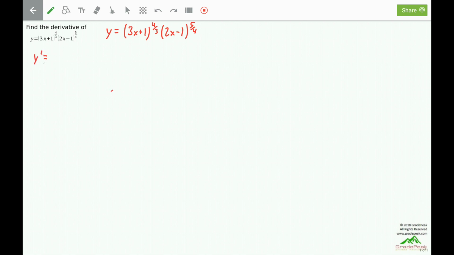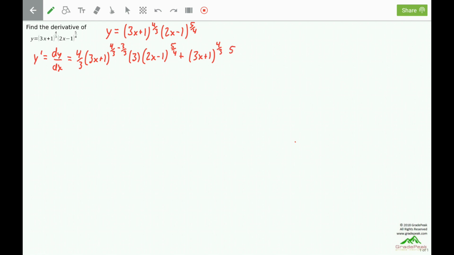So the derivative y prime, which can also be called dy/dx, will equal the derivative of the first. Now the first will follow a power rule. We'll bring down the power, 4/3, leave the inside alone, 3x plus 1, subtract 1 from the power, I will call that 3/3, and then multiply by the derivative of the inside to complete the chain rule. The derivative of the inside will be a 3. Derivative of the first times the second left alone, plus the first left alone times the derivative of the second.